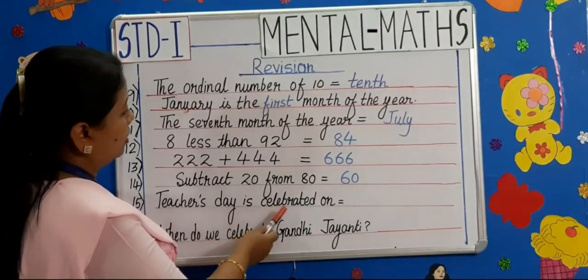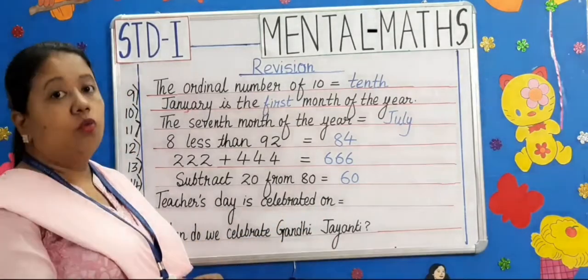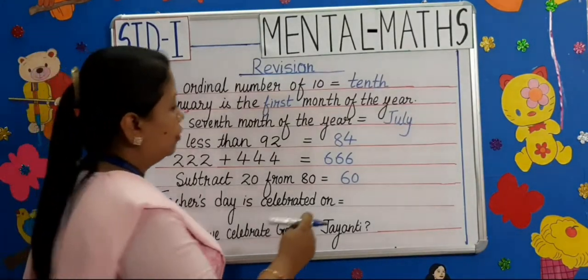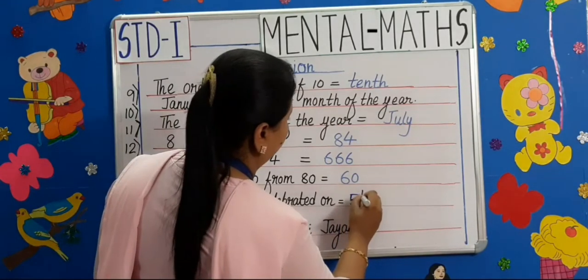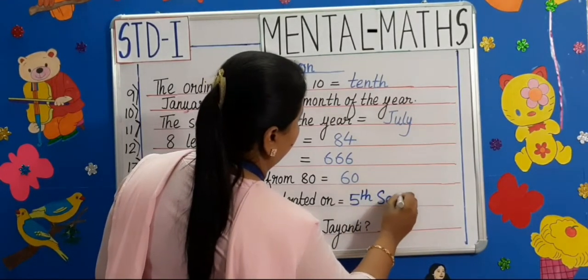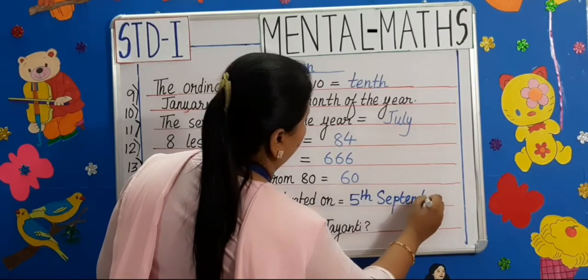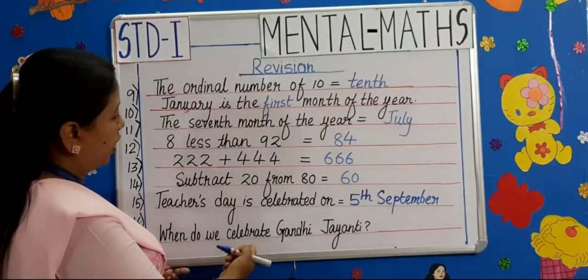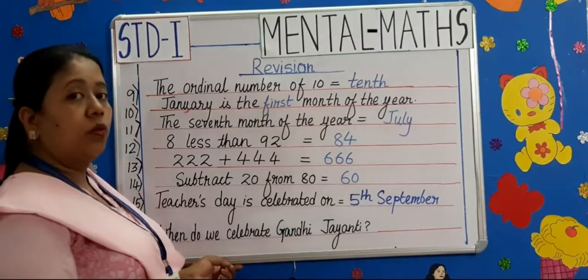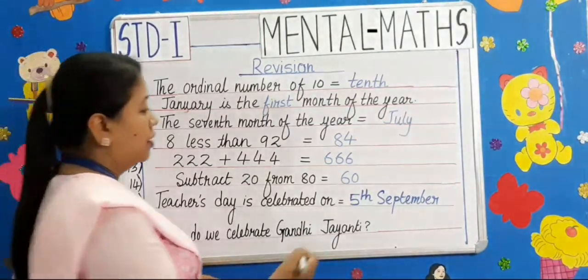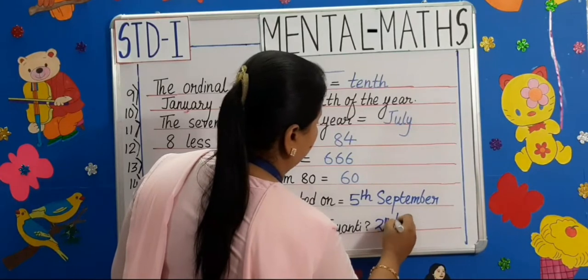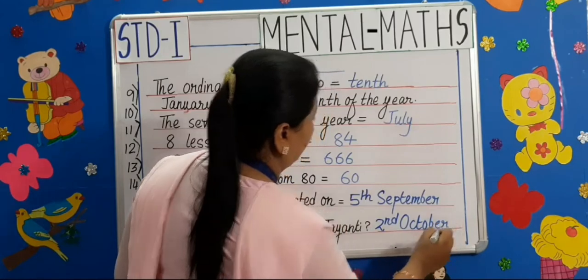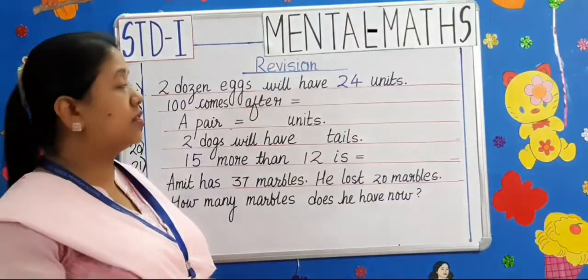Teacher's Day is celebrated on. Children, when do we celebrate Teacher's Day? Which date? Which month? Yes, 5th of September. Moving on to the next question. When do we celebrate Gandhi Jayanti? When do we celebrate? Yes, 2nd of October. Moving on to the next question.